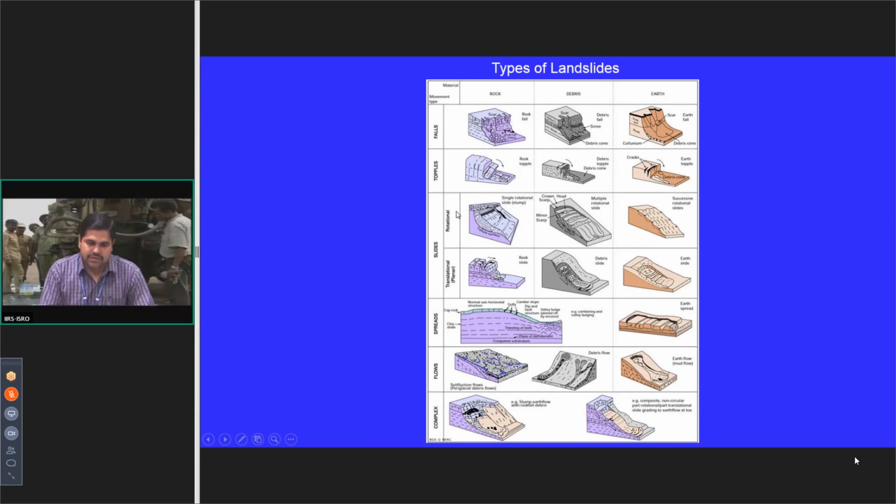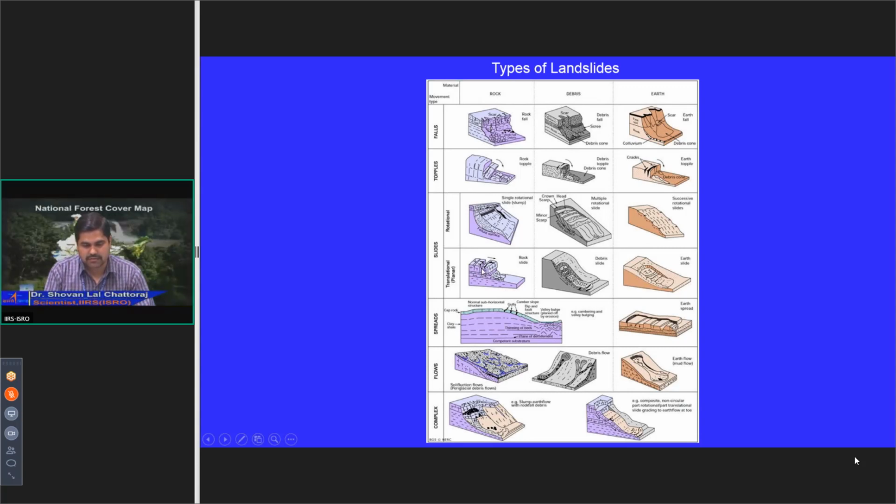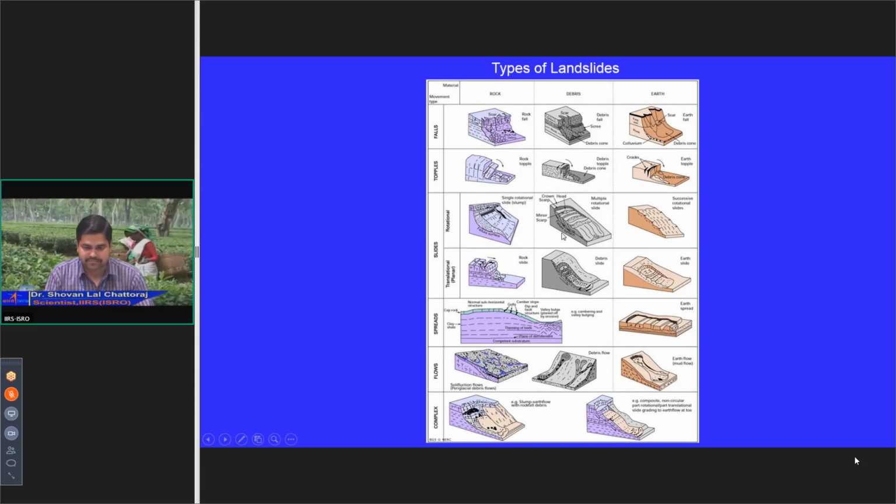Next come the slides as such. Slides can be rotational and can be translational, and both are quite common. In the case of translational slides, there are discontinuous planes, planes of weakness, along which the material comes down. And if the failure surface is a curved one, then it will be a rotational slide. Both of these constitute the group slide as such. There can be debris slide and earth slide.